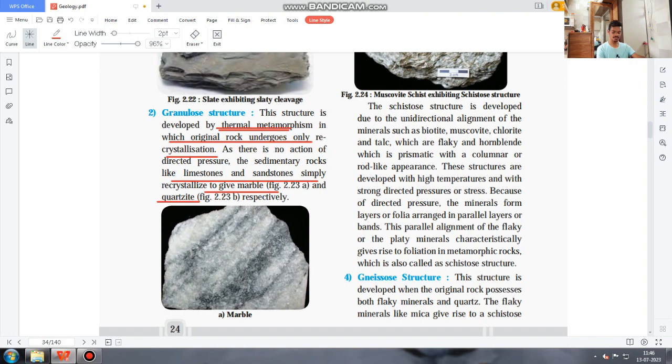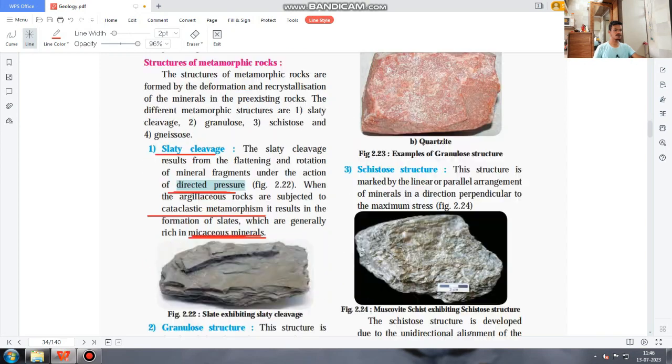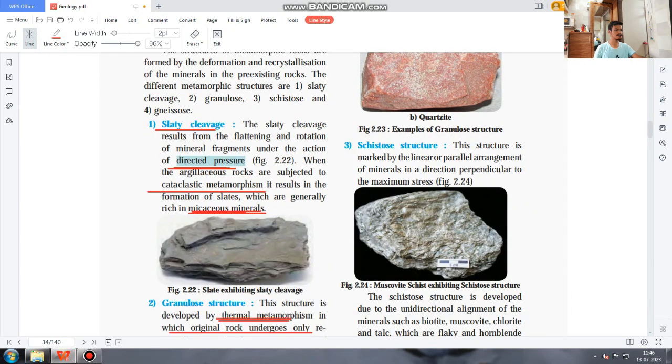Next is schistose structure. This had come in the 2022 exam for 2 marks. This structure is marked by linear or parallel arrangement, direction perpendicular to the maximum stress. So basically this maximum stress means what? It is cataclastic only, because stress is there, pressure.